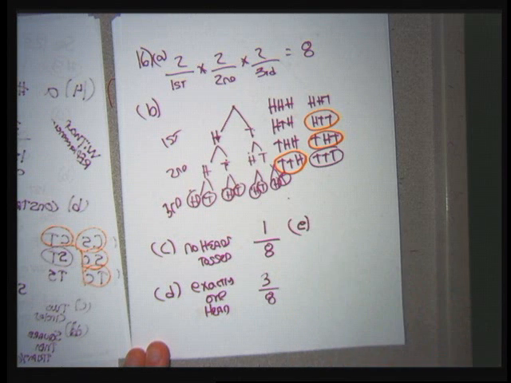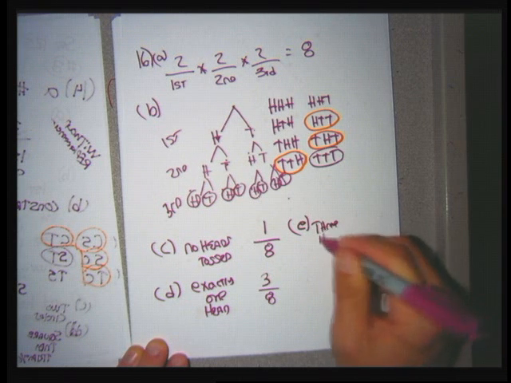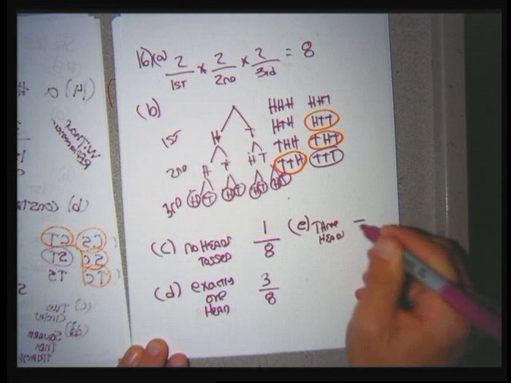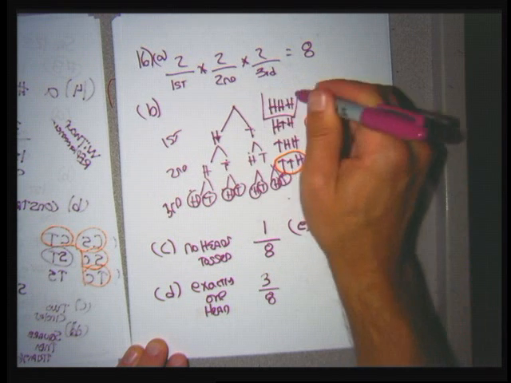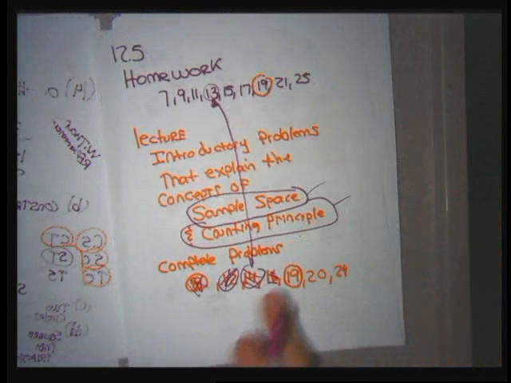And the last part, E, the probability that 3 heads are tossed. The denominator is going to be 8 because there's 8 elements in my sample space. The numerator is going to be 1 because there's only one thing in my sample space that has 3 heads. So that takes us through 8, 12, 14, and 16.